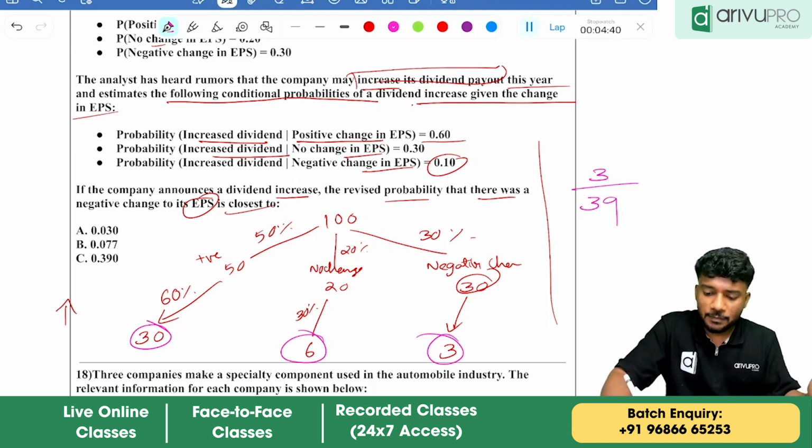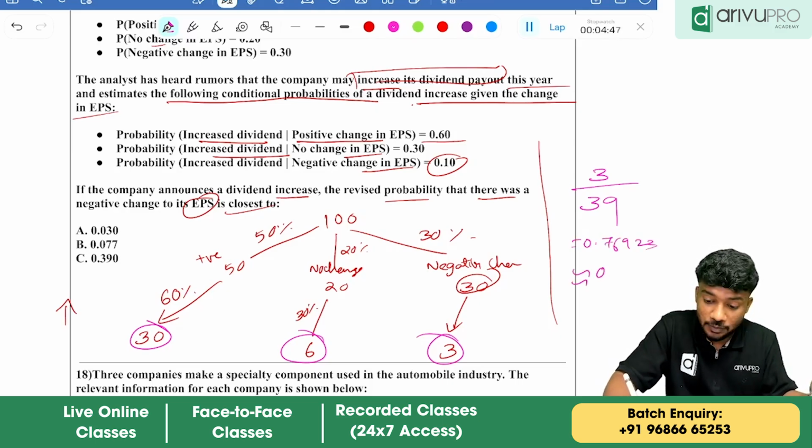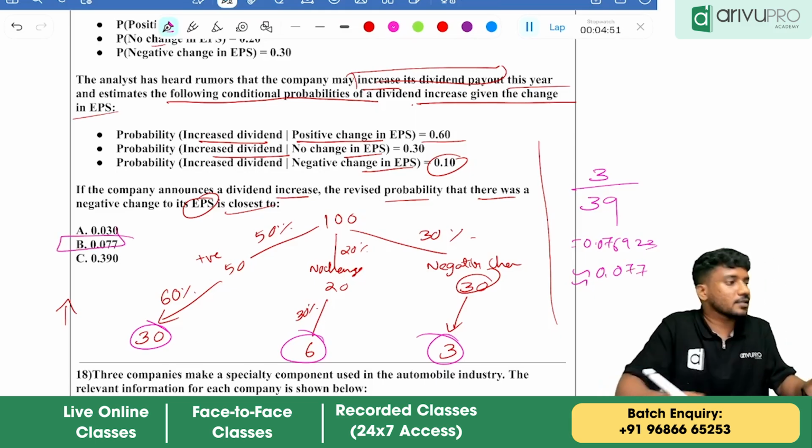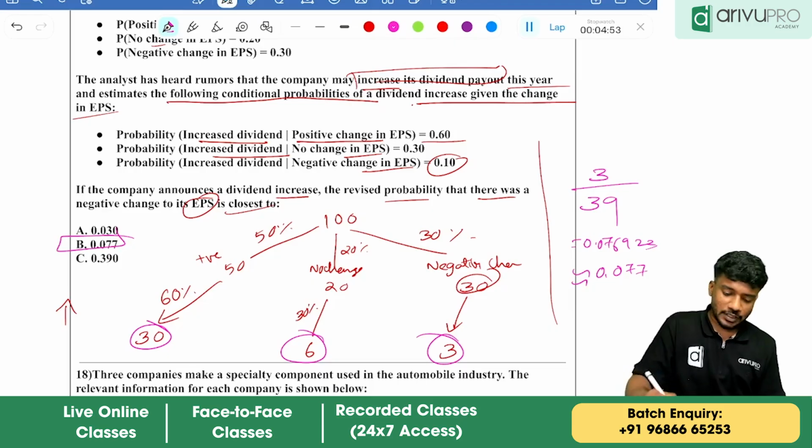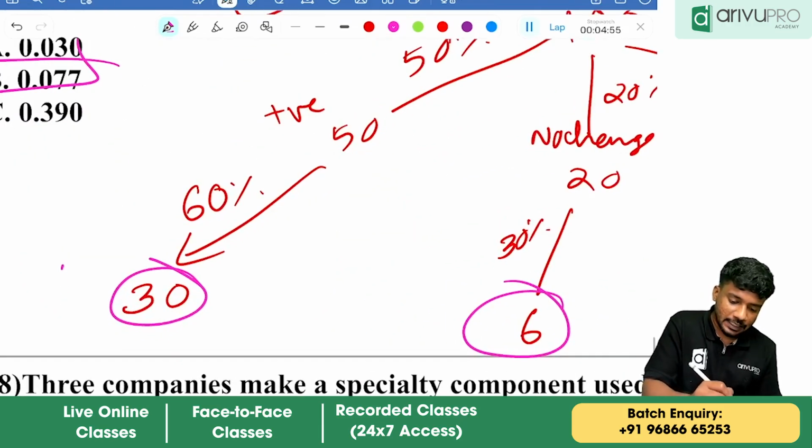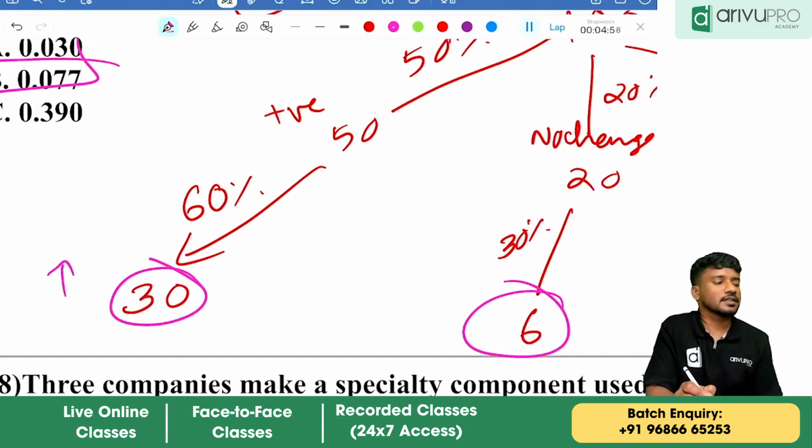That is 0.76923, which is approximately equal to 0.077. Which option is the right answer? Option B. So this condition was what? Increase in dividend and the corresponding value.